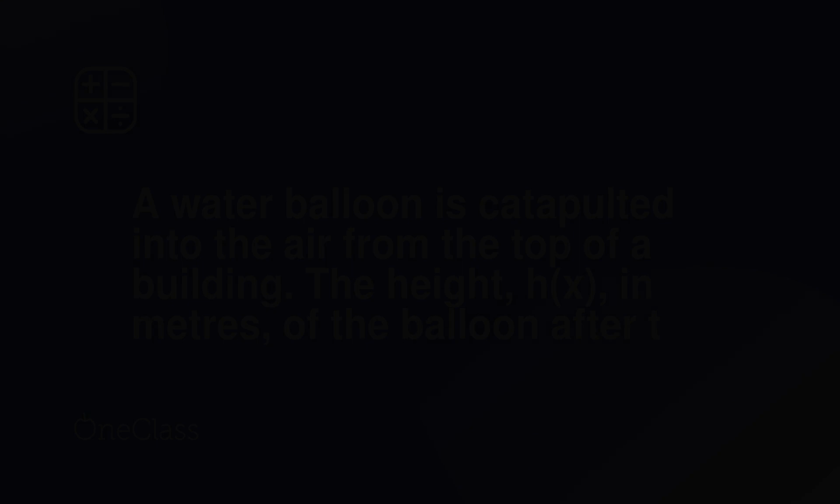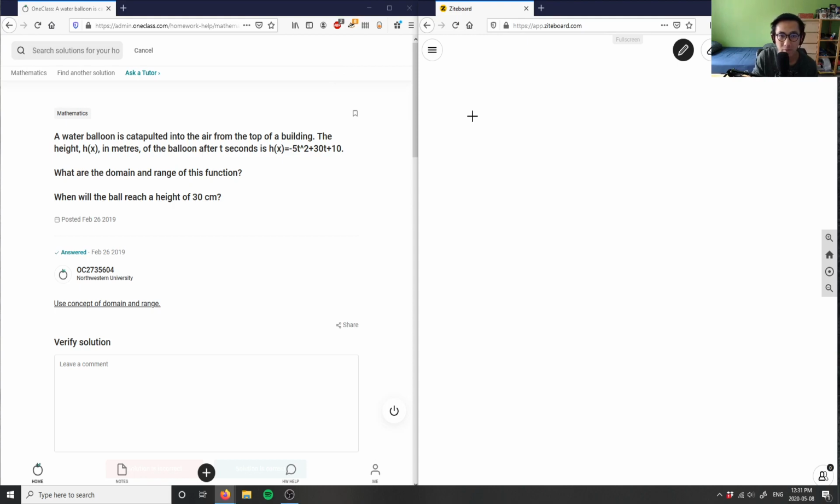Okay, number 3 is asking us: a water balloon is catapulted into the air from the top of a building. The height h(t) in meters of the balloon after t seconds is h(t) = -5t² + 30t + 10. What are the domain and range of this function? When will the ball reach a height of 30 centimeters? So this is a two-part question.